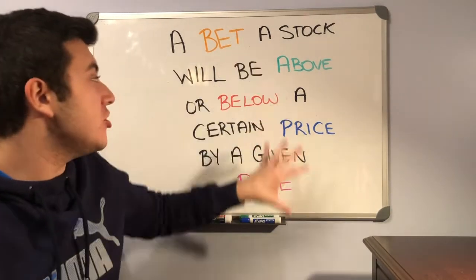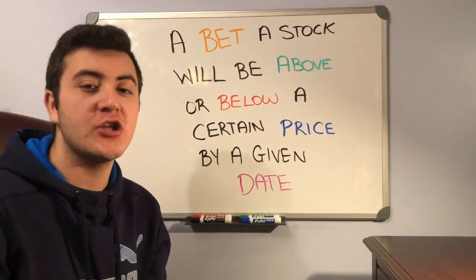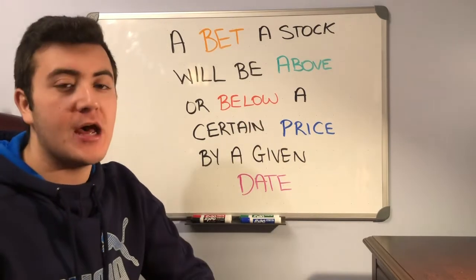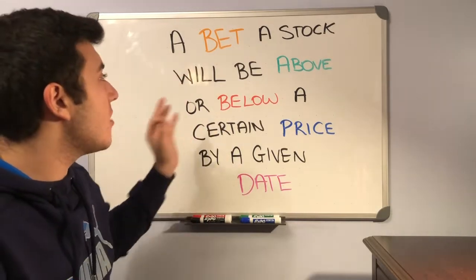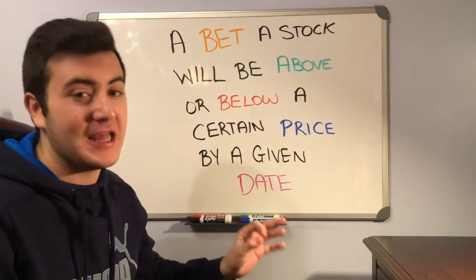Alright guys, so let's get into the explanation or definition of what an option actually is. Now, I wrote down the definition here. I put different words in different colors to put emphasis on them. So we'll break it down after I read it once. So let's get into it. So a bet, a stock, will be above or below a certain price by a given date.